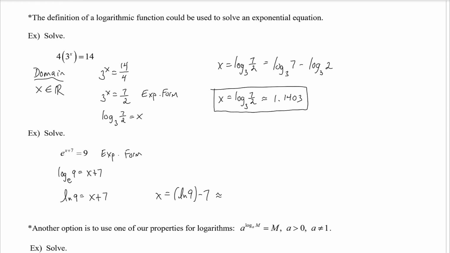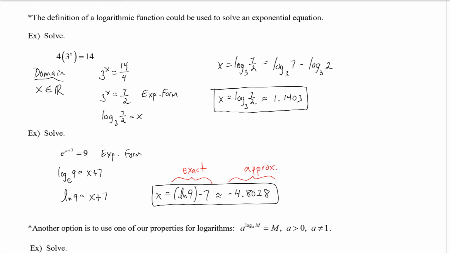So I'm going to do a decimal. Natural log of 9 minus 7 is about negative 4.8028. Give both an exact answer and an approximate answer. So this is my exact answer, and then this is an approximate answer. I'm giving both. Having that approximate answer is going to make checking your answers a little bit easier. You'll see when you go to use the supplied answers, it's going to make it a lot easier when you've got that in there.